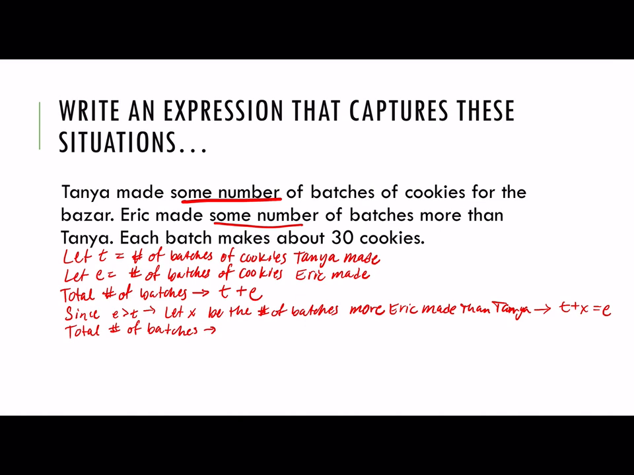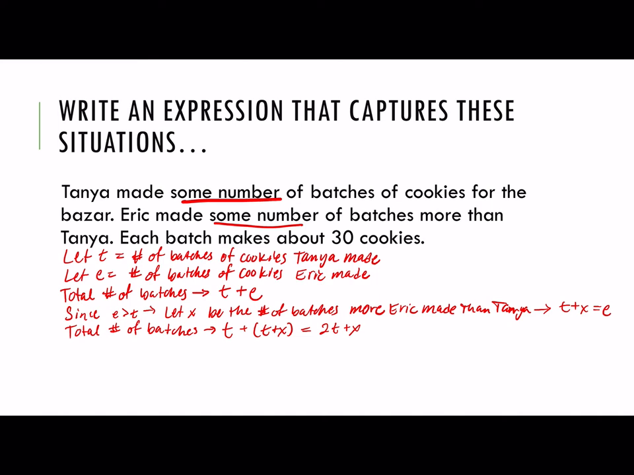Since before I said T plus E, and E could be T plus X, let's substitute in T plus X for E. So the total number of batches could be T plus T plus X, which is the same as 2T plus X. Okay.